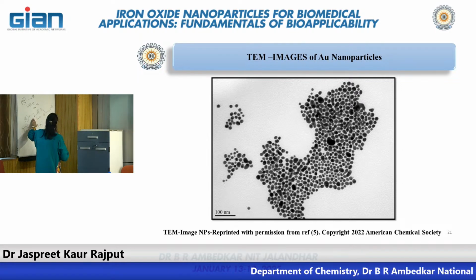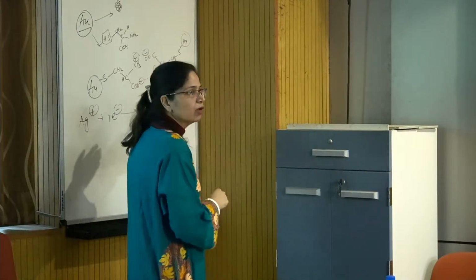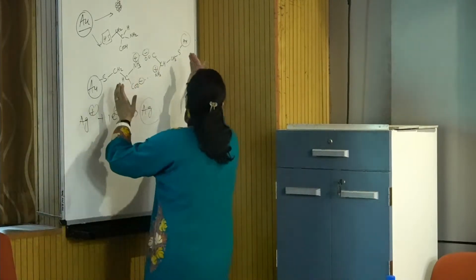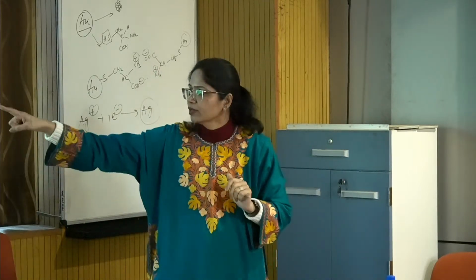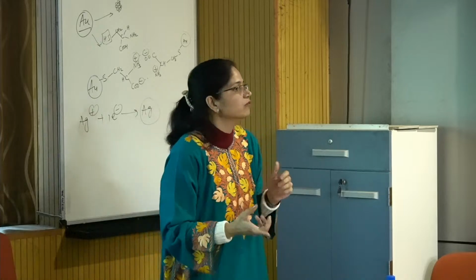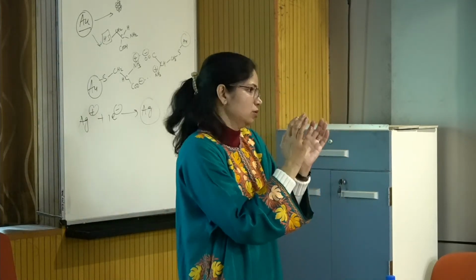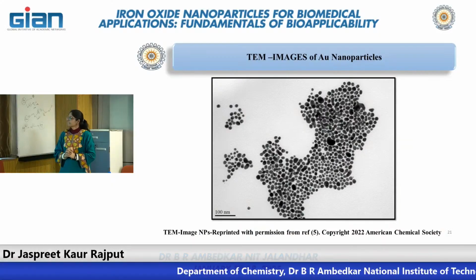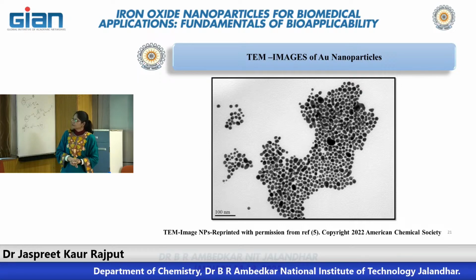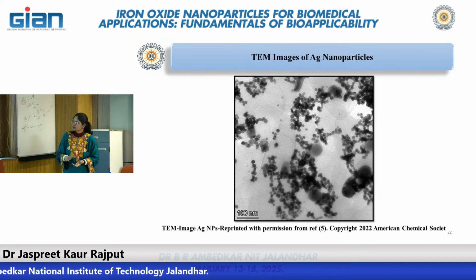If it is coated with some surfactant or some material which provides stability, that material is between these two nanomaterials. That is why you can see the space. Otherwise, they would all agglomerate and give you a bulk size. This is again the TEM image of the silver nanoparticles. These are from our papers.